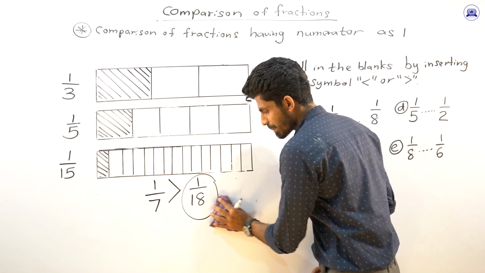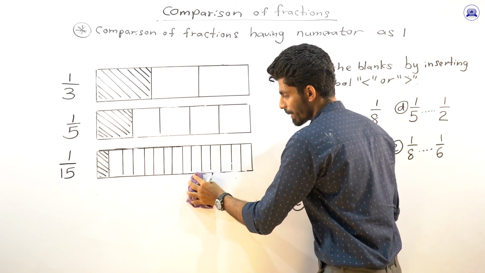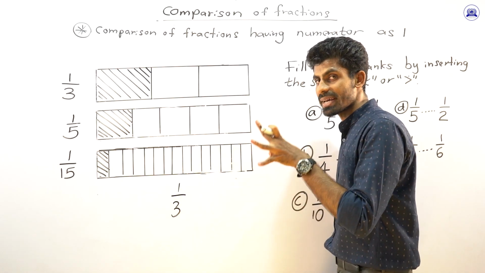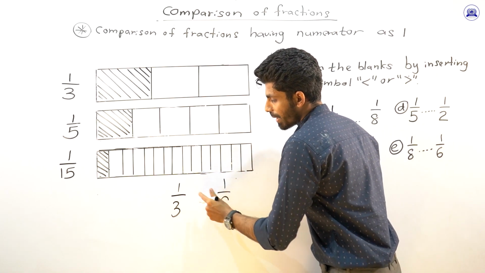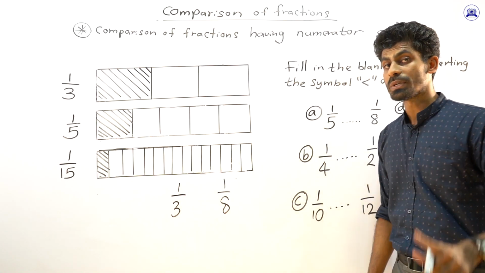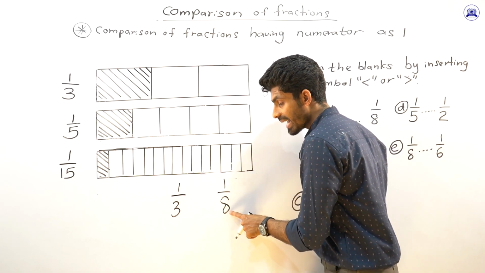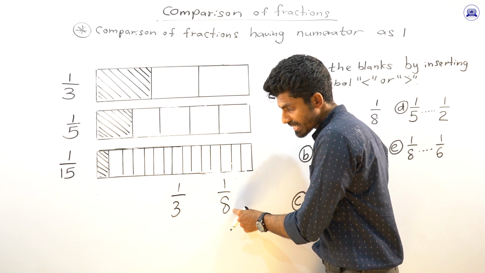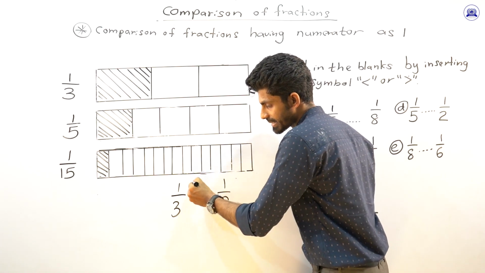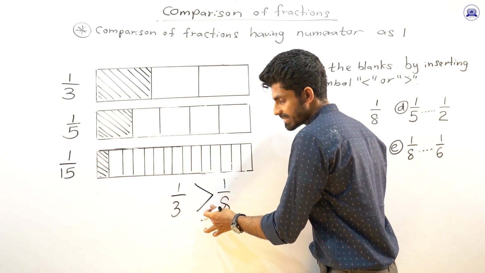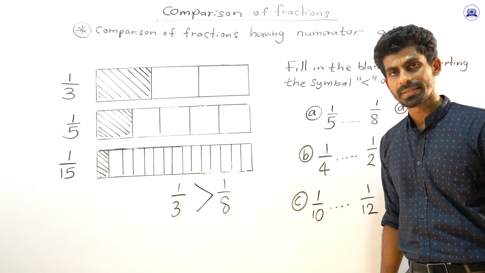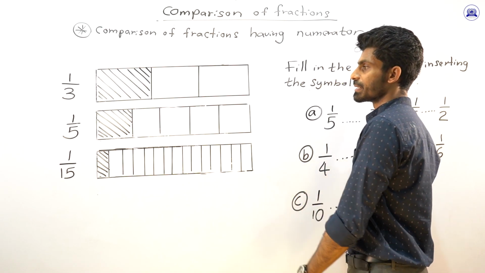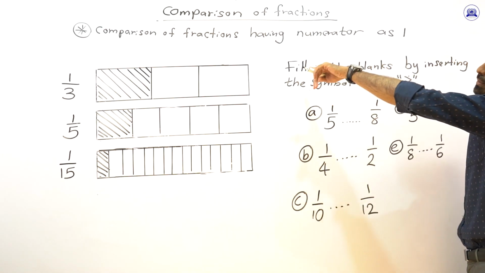Let's take the second example, so I will explain furthermore, right? You need to quickly understand this one. This is a very easy concept. 1 over 3 and 1 over 8. Which one is the largest denominator? 8 is the largest denominator. That means this one is the smallest fraction. 1 over 3 is greater than 1 over 8. Right, I think that part is very clear for you. So let's move to the question.